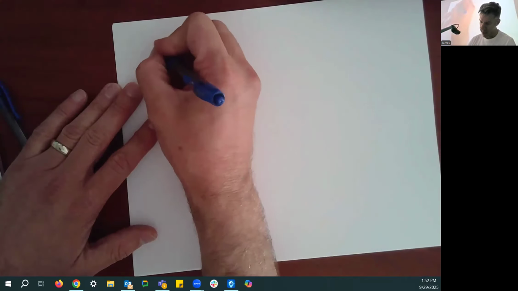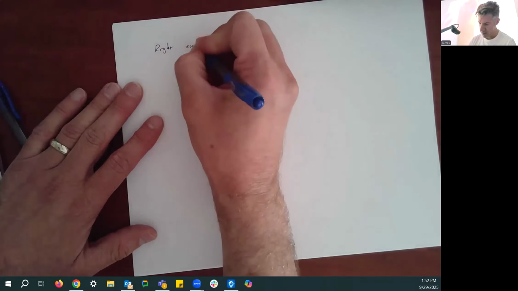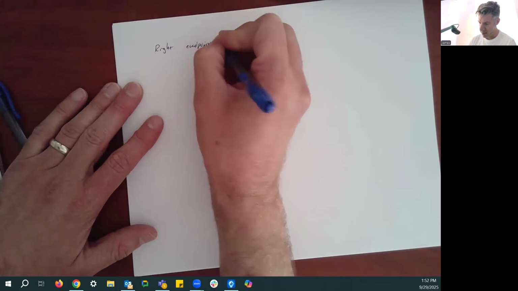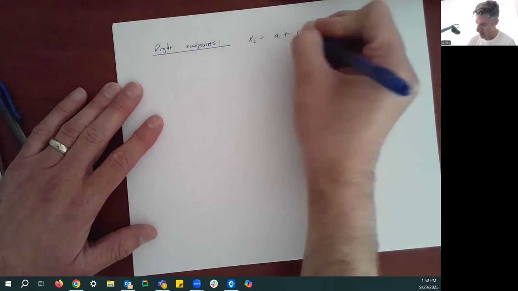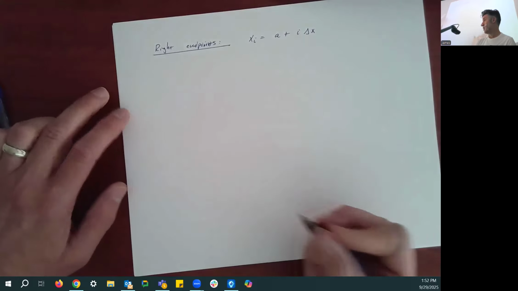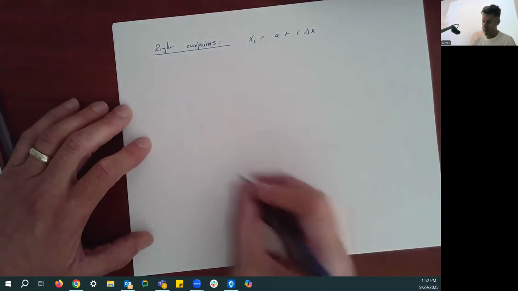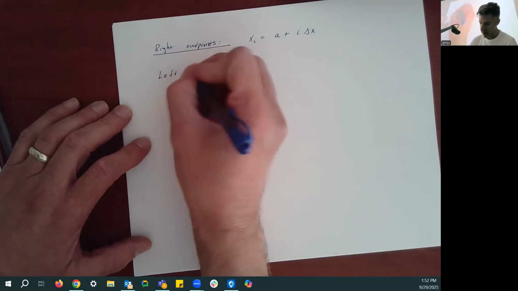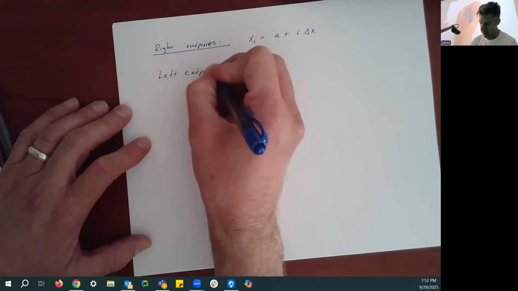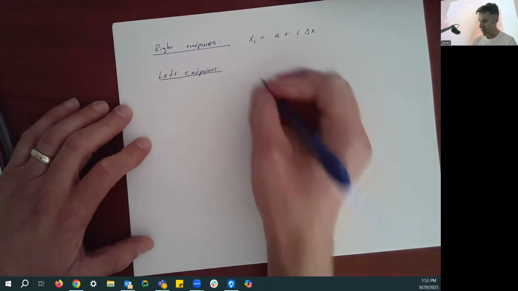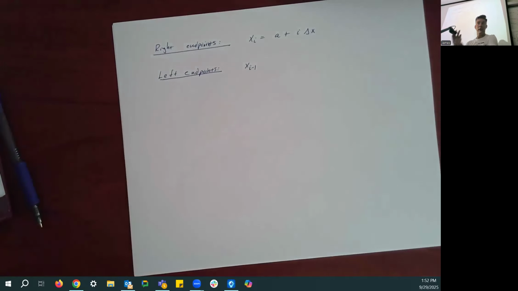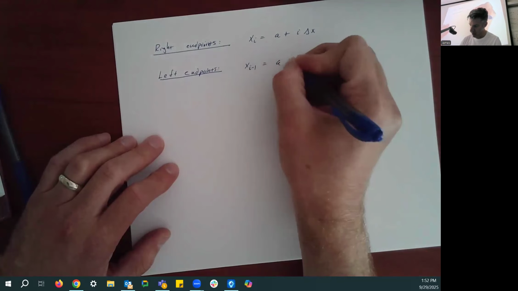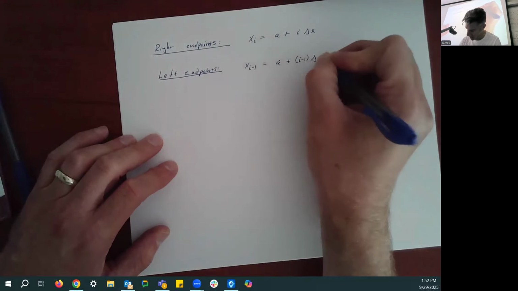So yes, for right endpoints, we talked about it already a little bit. The generic formula is that x sub i is equal to a plus i times delta x, where your delta x is the usual b minus a over n. For left endpoints, it's almost the same. In fact, it's literally your x sub i minus 1. You're just shifting one left and saying it's going to be a plus i minus 1 times delta x.